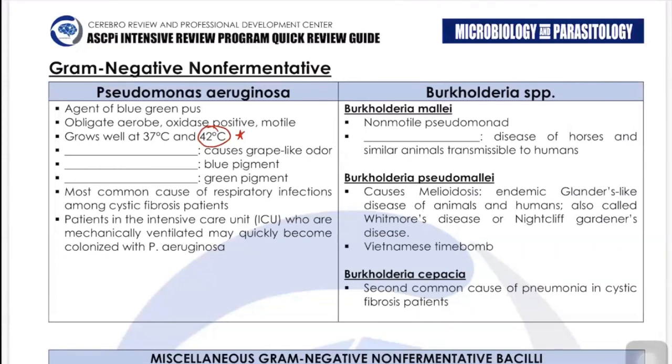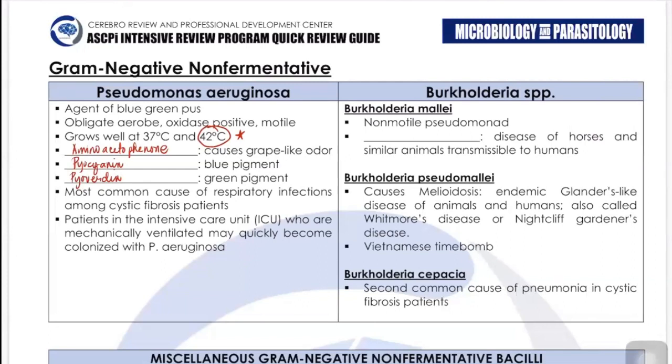Now, one of our clues that it is Pseudomonas aeruginosa that grew is its characteristic grape-like odor, or sometimes it is also called corn tortilla odor. Okay? This is because of the substance amino acetophenone. Then of course, it has a blue and green pigment. That's why it is called the agent of blue or green pus. So the blue pigment is pyocyanin, whereas the green pigment is pyoverdine. Actually, pyoverdine could be green or yellow-green.